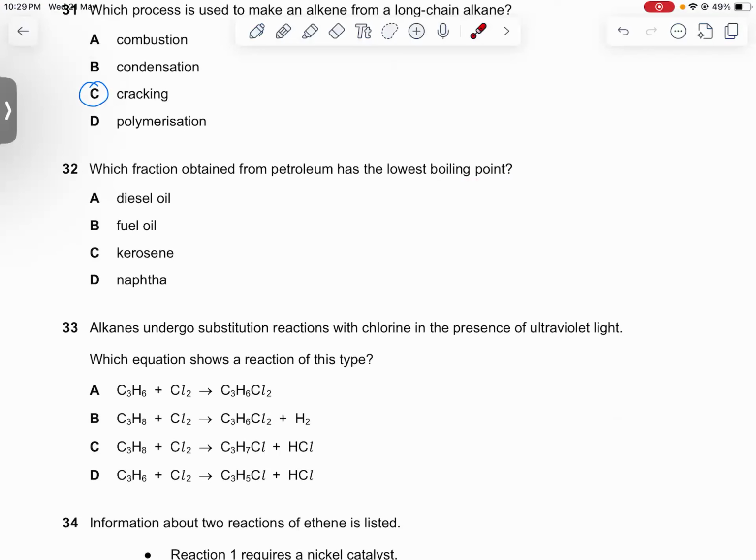Lowest boiling point means the one which is obtained at the upper fractions. Naphtha, fuel oil, and diesel, they have pretty high melting points, right? Kerosene also has a pretty high melting point. So you have to remember which one has the lowest boiling point. The lowest boiling point would be the one that is collected above all others.